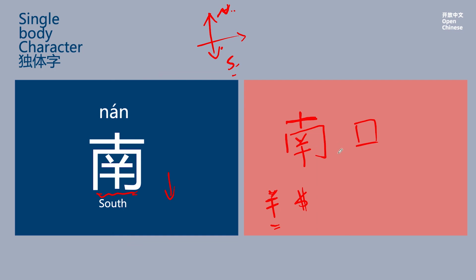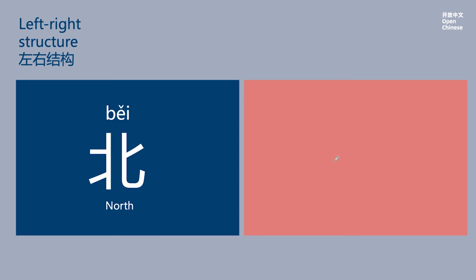So in the South, you probably can find money. That's probably true today. Southern China is economically a bit better off compared to the northern part. So 南, south. And of course, we have 北, meaning the north. And this character is not that hard to recognize either. We have this opening towards the north.